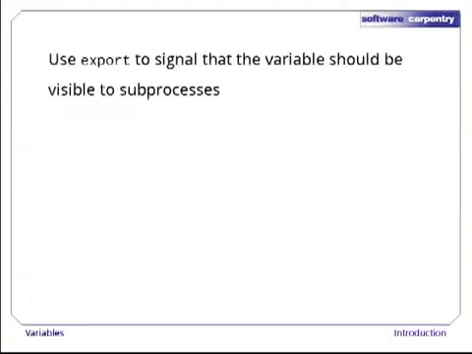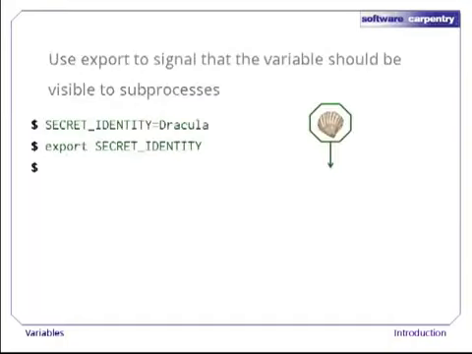If we really want the shell to pass a variable to the processes it creates, we must use the export command. Let's try the secret identity example again. After giving secret_identity a value, we give the shell the command export secret_identity. Note, by the way, that it's not export $secret_identity with a $ sign. If we typed that, the shell would expand secret_identity, and our export command would actually be export Dracula, which would do nothing because there's no variable called Dracula.